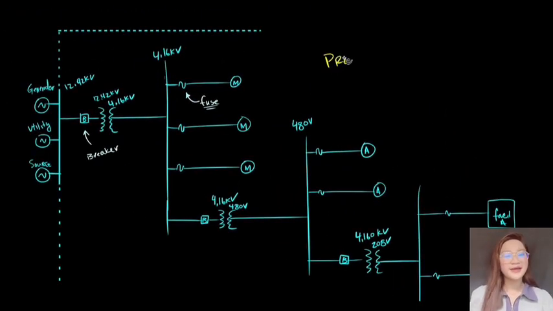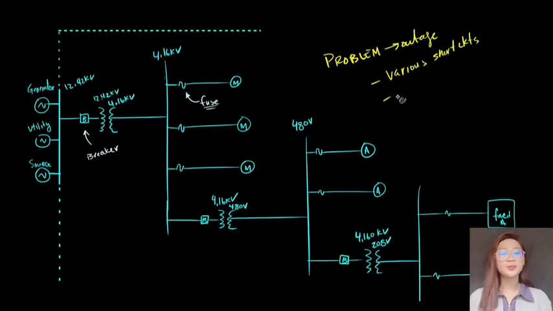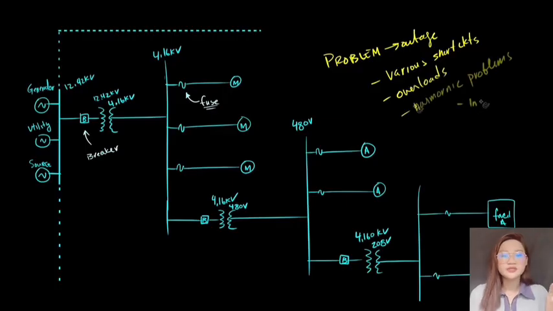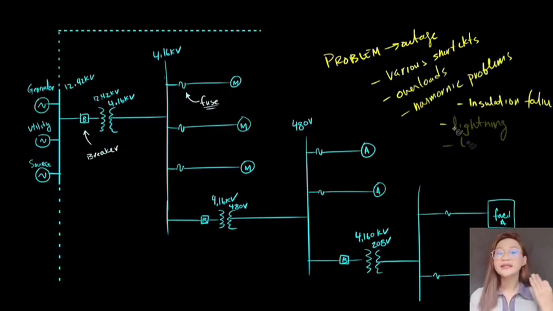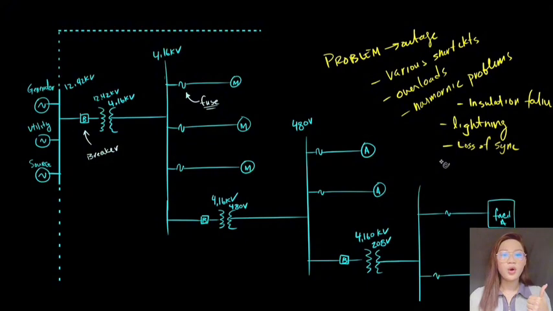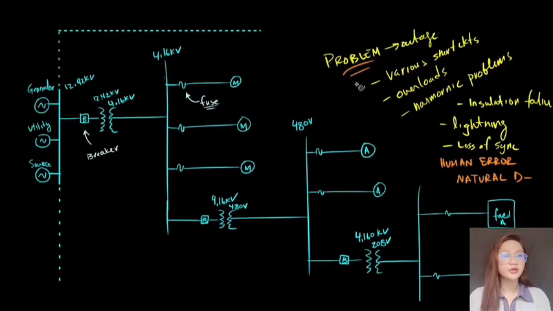So a problem can be anything, right? A problem that causes an outage. It could be various types of short circuits. It could be overloads, harmonic problems, insulation failure, lightning, loss of synchronism, or simply human error or natural disasters. So a problem is essentially an abnormality that's not common or normal.